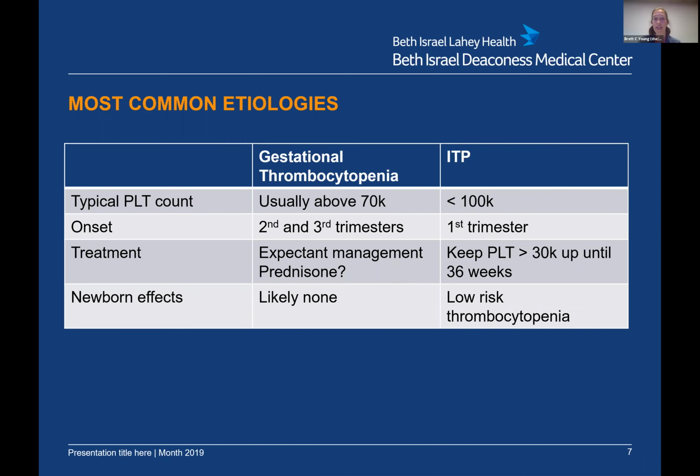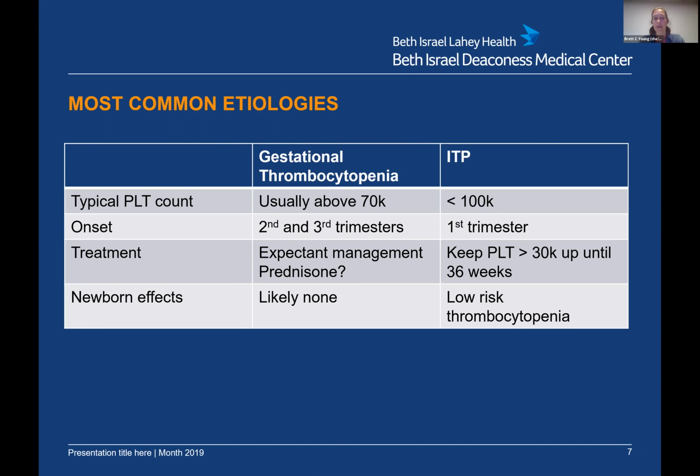The timing of onset typically differs. In ITP, we will see it more commonly in the first trimester. The patients will present with their first CBC upon prenatal care registration, and will have thrombocytopenia under 100,000. We should be thinking about ITP along with other etiologies as discussed previously. And then gestational thrombocytopenia, as we all know, typically occurs in the second or third trimesters.